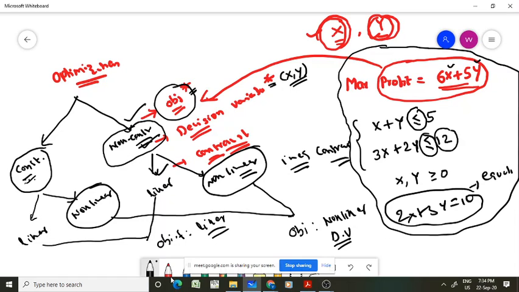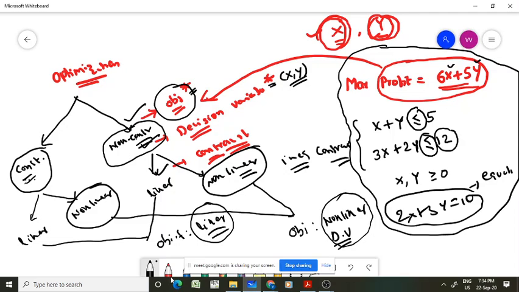No. See, I want to repeat once again. Either in constrained optimization or in non-constrained optimization, if your objective function is linear in terms of the decision variables, then it comes under the linear optimization problem. If it is non-linear in terms of decision variables, then it is called a non-linear optimization problem.